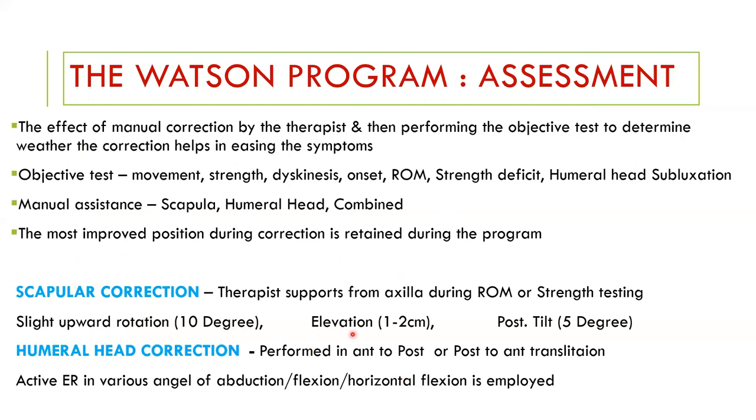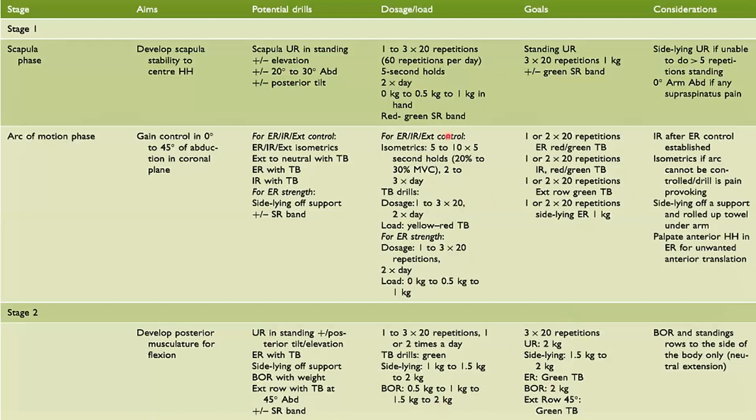The scapular correction can be done as an objective test by the therapist, where we support the scapula, like the scapular assistance test. You support it at the axilla and make them do the range of motion or strength testing. If you find a difference, you will know that the scapular correction has to be more focused. In the humeral head correction, you need to do a posterior translation of the glenohumeral head and then see how the range of motion or the strength is improving. These are some of the exercises, dosages they are recommending, and the repetitions, how it has to be done.